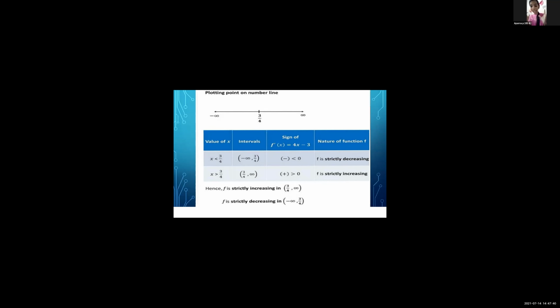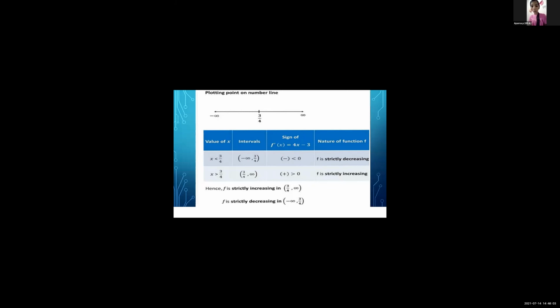So from this, we can tell that in the interval negative infinity comma 3 by 4, we are getting a value which is decreasing, or it is a decreasing function. And in the interval 3 by 4 comma infinity, it is strictly increasing, because we proved it by taking a value which is less than 3 by 4, as well as a value which is greater than 3 by 4.